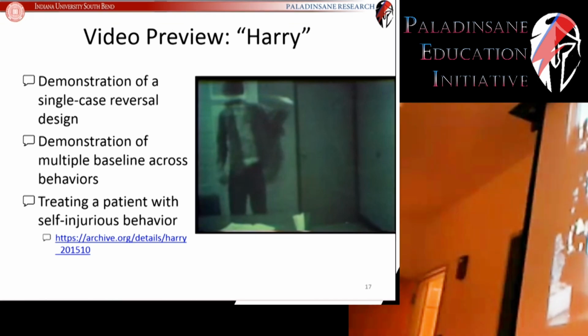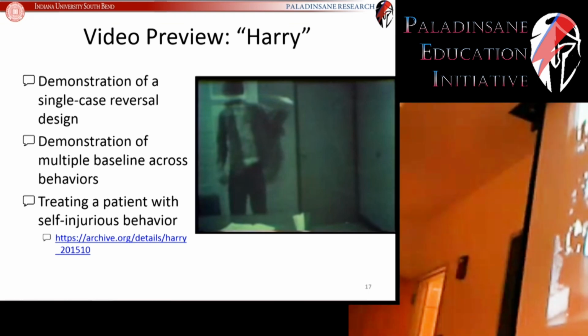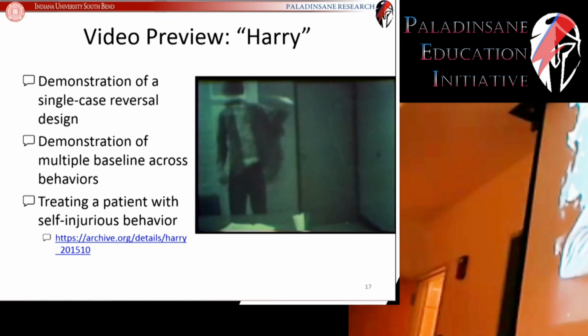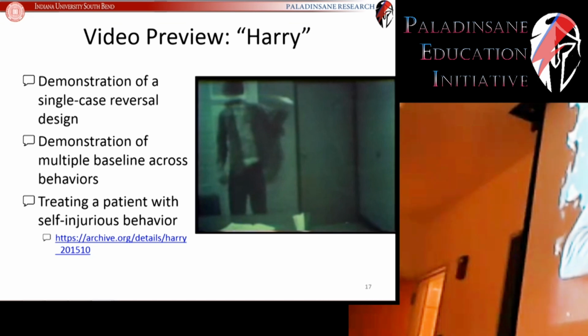The second 8-hour treatment day ended with a rousing success. Harry had spent 2 hours and 17 minutes out in the community and free of restraints and without self-abusing. Unfortunately, shortly thereafter, Harry developed a serious foot infection and was hospitalized for approximately 6 weeks.